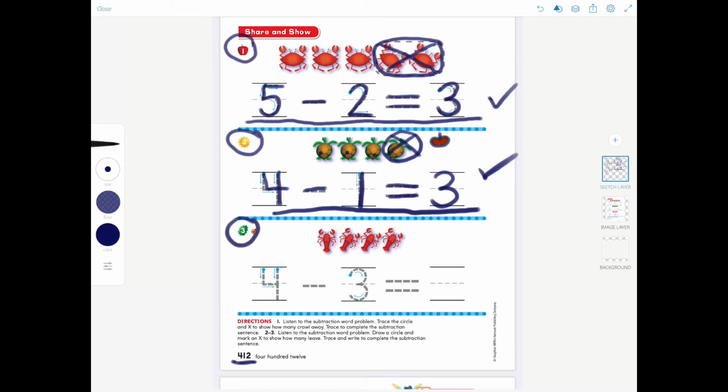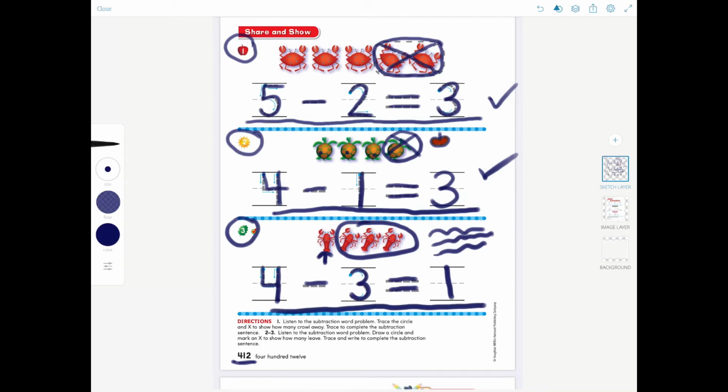Okay, so at first, there are 4 lobsters in the sand. Maybe they're in a polka band. But there are 4 lobsters in the sand. 3 lobsters go back into the water. So they're hot and they want to go back into the water. I'll draw some water over here for them to go to. And that means then how many are left over? Just this one. So 4 minus 3 equals 1.